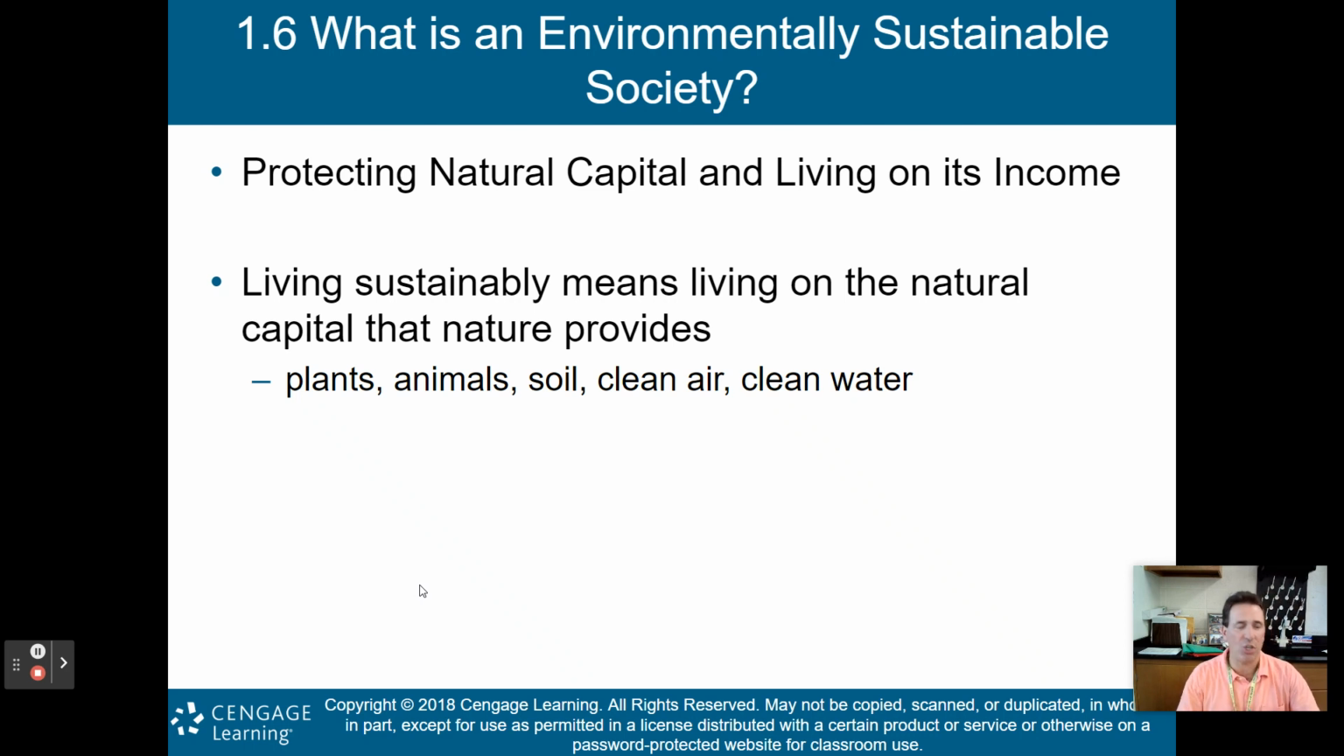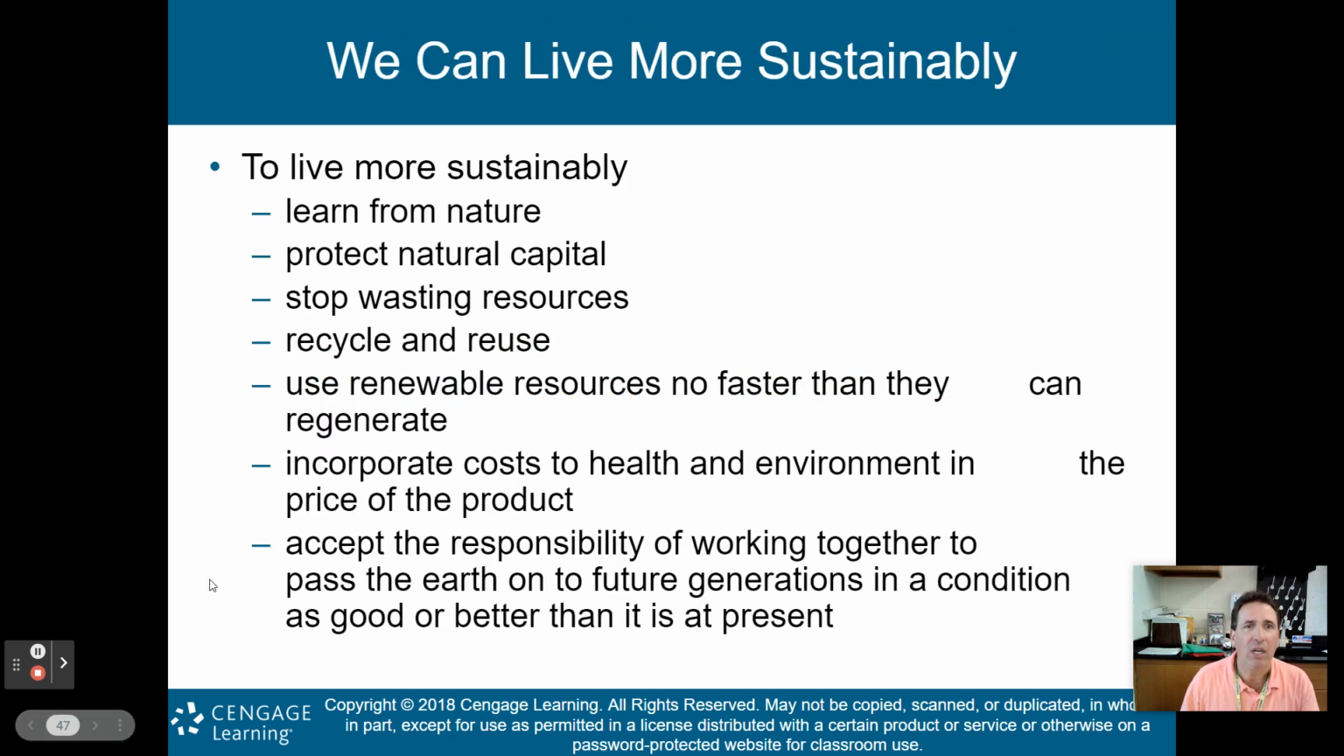So what we need to do is form an environmentally sustainable society. What does that look like? Well, it's one that protects natural capital and lives on its income. Living sustainably means living on the natural capital that provides plants, animals, soil, clean air, and clean water. To live more sustainably, what can we do? Learn from nature, protect natural capital, stop wasting resources, recycle and reuse, incorporate that full cost pricing, and accept the responsibility of working together. And I'll add another one in here.